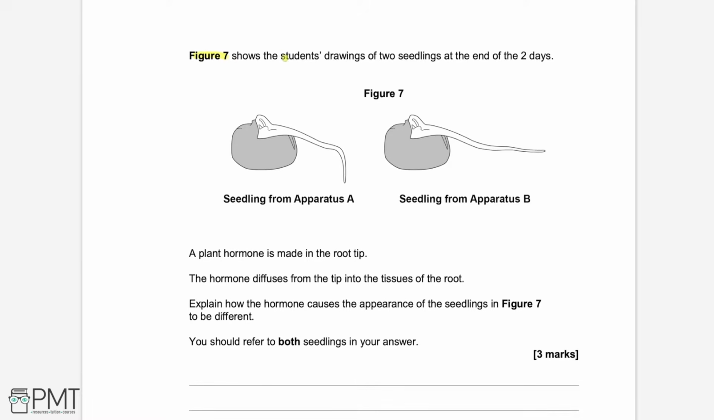Figure 7 shows the students' drawings of the 2 seedlings at the end of the 2 days. You can see on the left, seedling from apparatus A, which has a curved downward root. On the other hand, the seedling from apparatus B has a straight root. A plant hormone is made in the root tip. The hormone diffuses from the tip into the tissues of the root. Explain how the hormone causes the appearance of the seedlings in figure 7 to be different. You should refer to both seedlings in your answer.